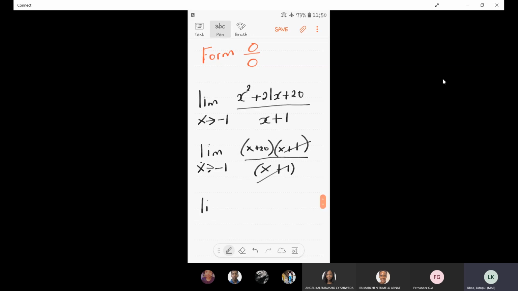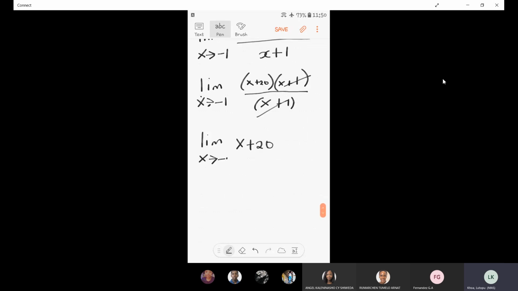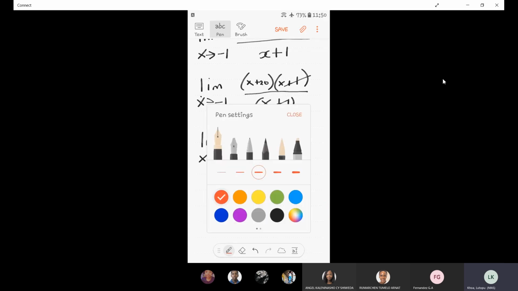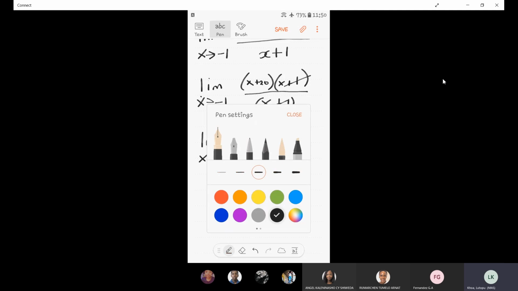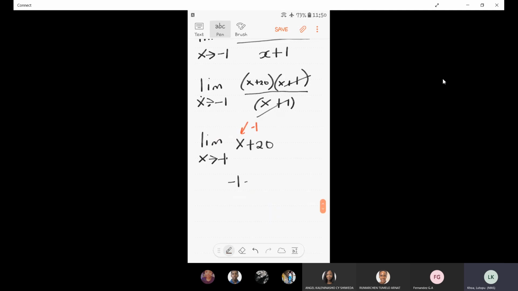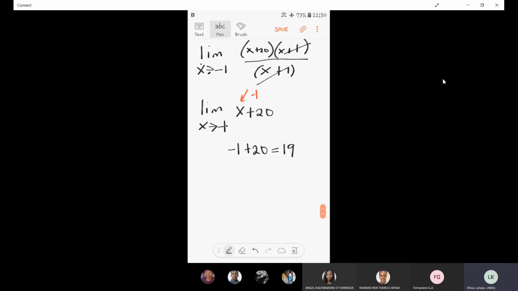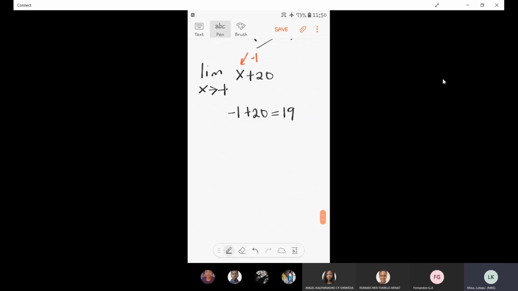And then I will be left with the limit as x goes to -1 of x plus 20. Now what you can try and do is substitute. So you substitute -1 over there, and you see that you have -1 plus 20, and this is equal to 19. It seems a bit strange, but we can always check if this is correct or not by substituting values in. So we start with our table again.